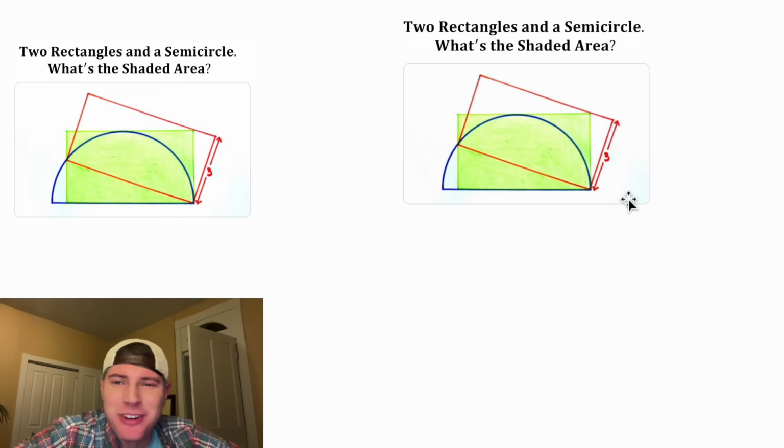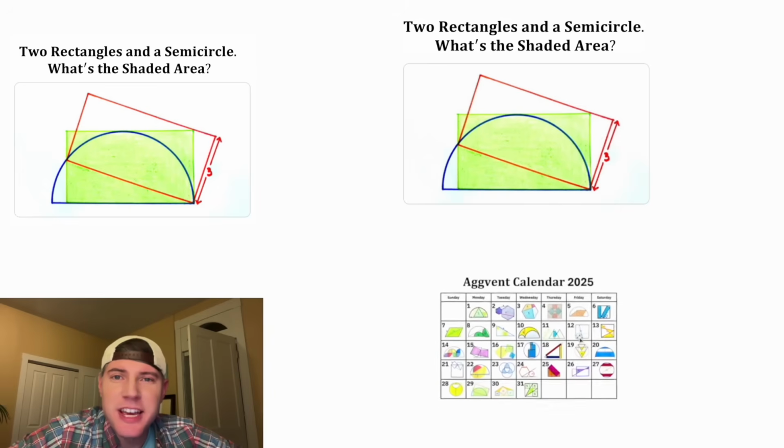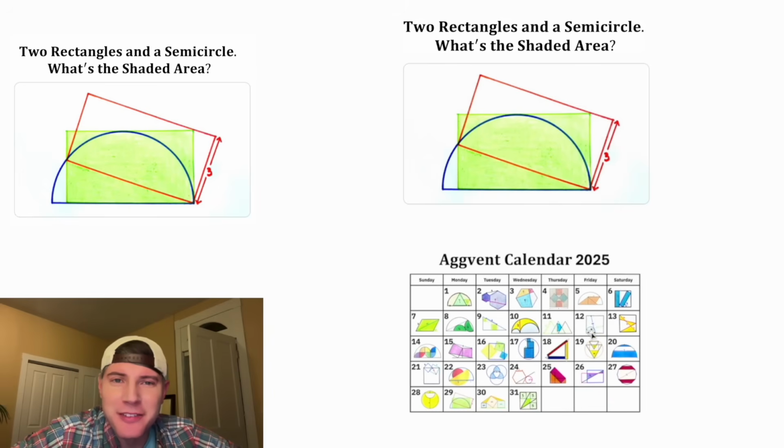Hey guys, this looks like a fun one. We're given two rectangles and a semicircle, and it wants to know what this shaded area is, the area of this rectangle. This is day 29 of the 2025 Advent calendar. We're getting very close to almost done.